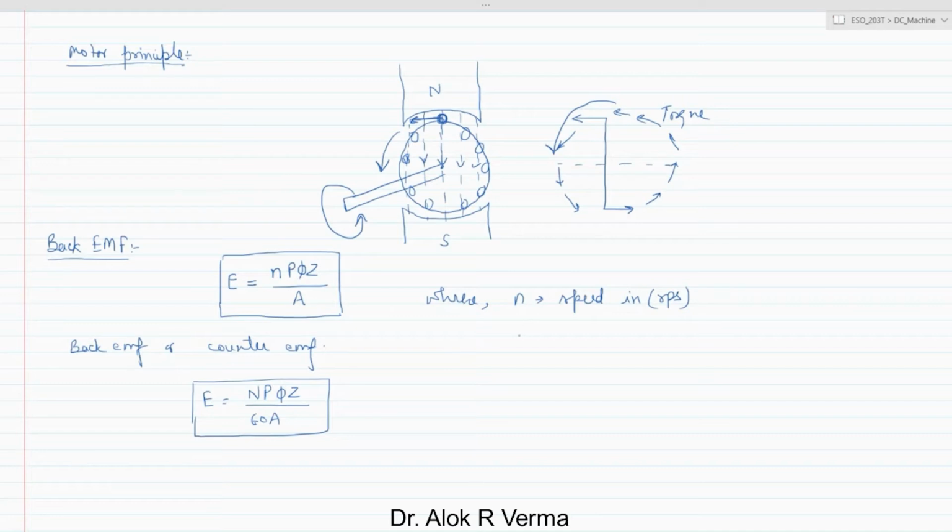P is the number of poles, phi is the useful flux, Z is the total number of conductors, and A is the number of parallel current paths.